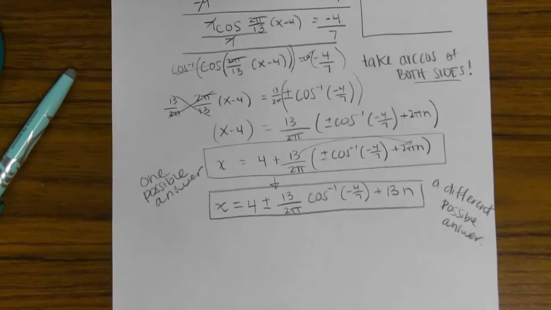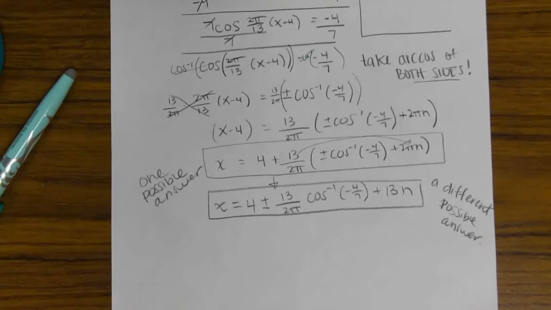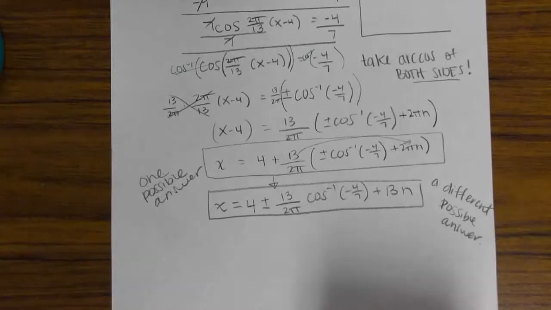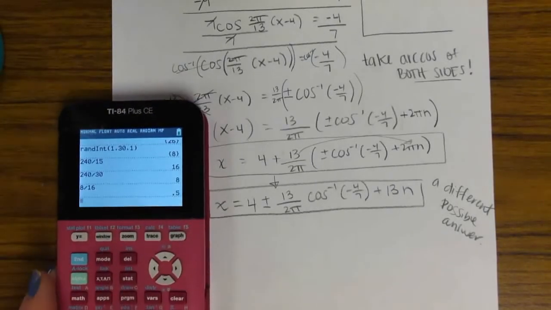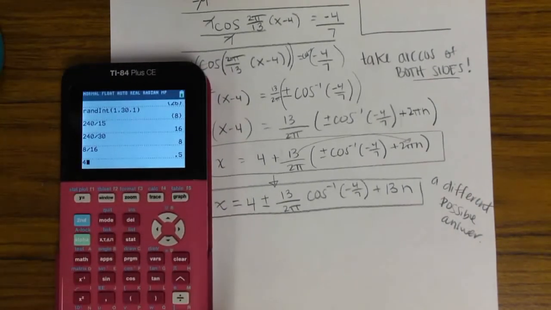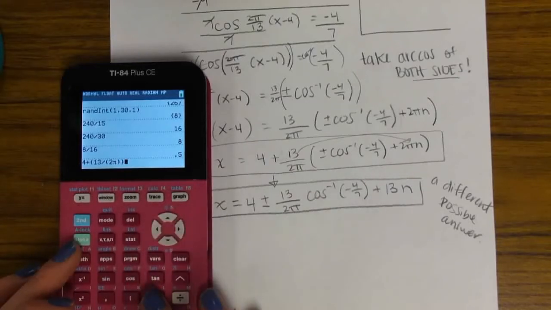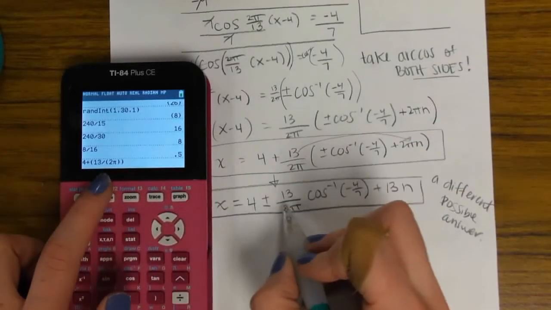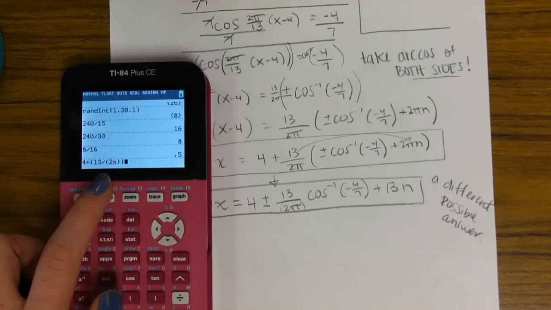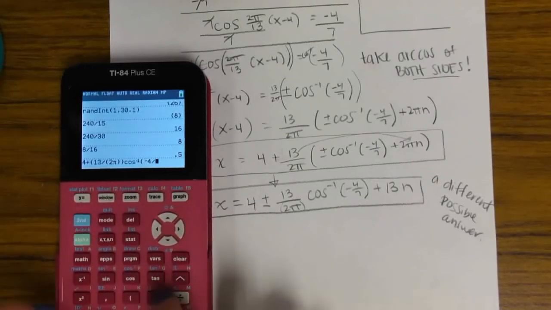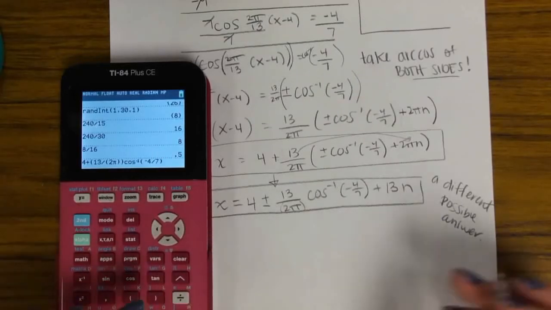Okay? And then this question specifically said check these answers with the examples 2 and 3. So let's just take a few of these. Let's take our calculator and we'll plug in 4 plus 13 over 2 pi. Oops. Do you see how many parentheses I have here? Because this has to be in parentheses. Times the arc cosine, or the inverse cosine, of negative 4/7. Let's do that one first and hit enter.